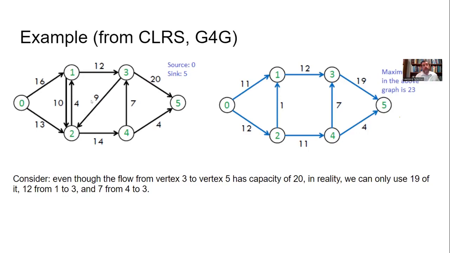Well, remember, I have 12 coming in and I need that 12. So where's that 12 going to come from? Well, I have 2 choices. I could either get it from 2 or I could get it from 0.